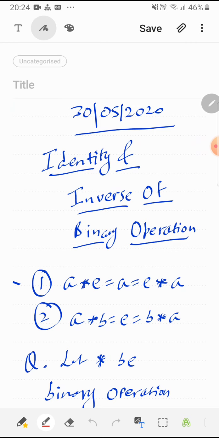So the mathematical expression for identity is A star E is equal to A is equal to E star A. That means identity is that element which, when operated with a given element, leaves the given element unchanged. And for inverse, A star B is equal to E is equal to B star A. That means inverse is that element which, when operated with a given element, gives the identity as the result.